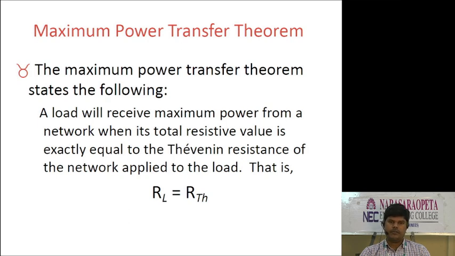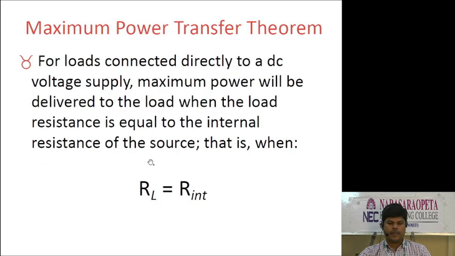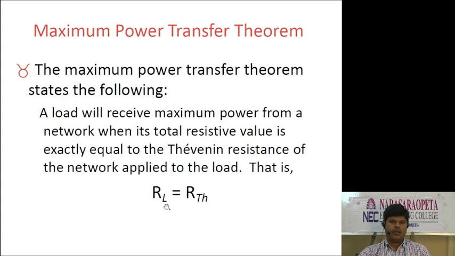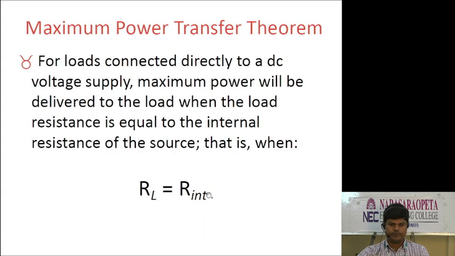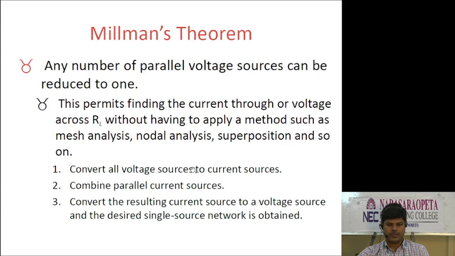So the maximum power transfer concept is nothing but the load resistance must be equal to the source resistance. At that condition, maximum power will transfer from source to the load. See here also, the load resistor is nothing but your Thevenin's resistance. So it is also a use of the simplified circuit. We can use this circuit. We calculate the internal resistance of the circuit, and if it is exactly equal to the load resistance, the maximum power will transfer.